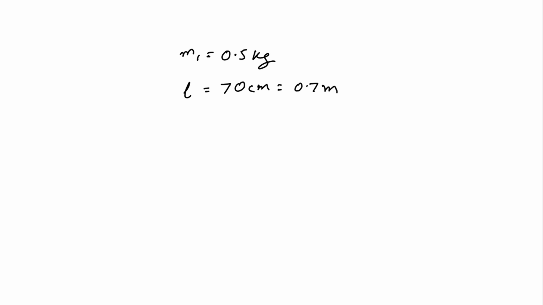At the bottom of its path, the ball strikes a 2.5 kg steel block. So m2 is a 2.5 kg steel block, initially at rest on a frictionless surface. The collision is elastic.